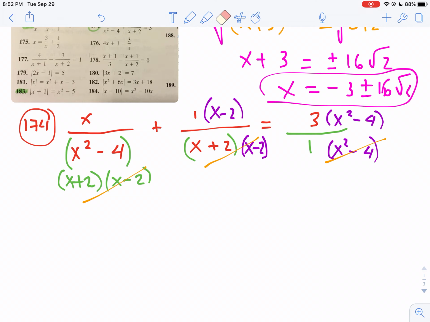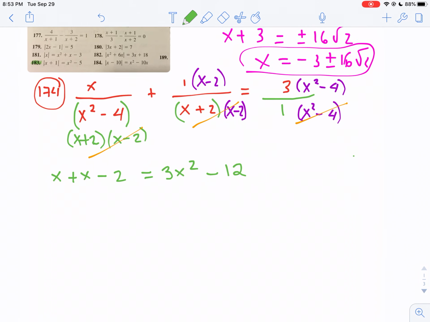Okay, x plus x minus 2 equal to 3x squared. There's the mistake. I did not distribute this properly. I left it as a 4 in the other problems. Things like this happen, and you just have to live with it.